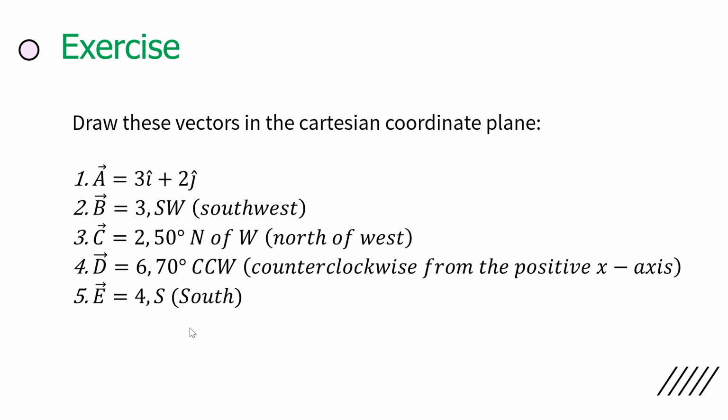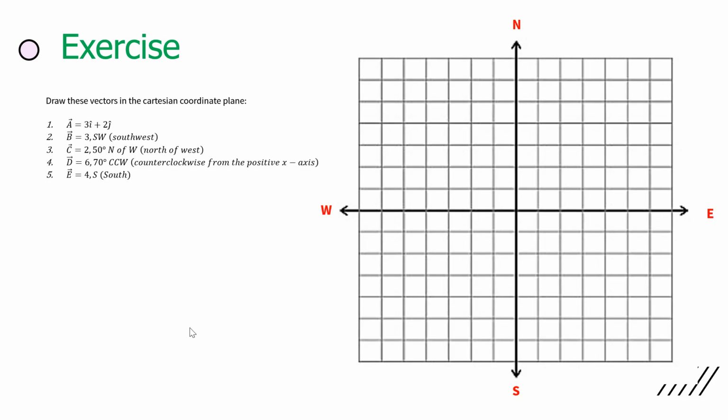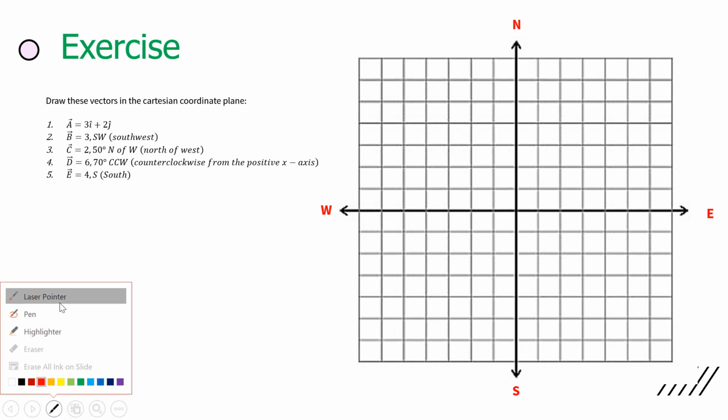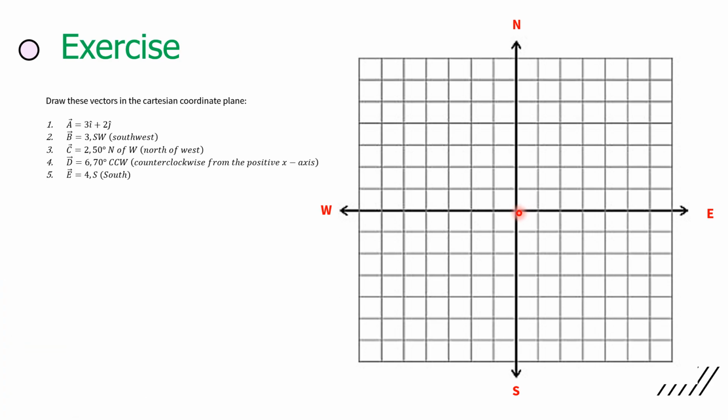Draw these vectors in the Cartesian coordinate plane. So we have 5 vectors. Let's start with vector A. So vector A equals 3 i hat plus 2 j hat. This means that vector A has an x component that is exactly 3 units from the origin. And it also has a y component that is exactly 2 units from the origin. So vector A is located in the first quadrant.